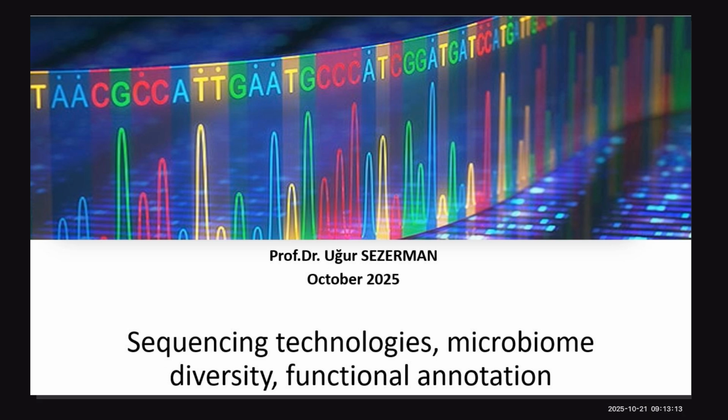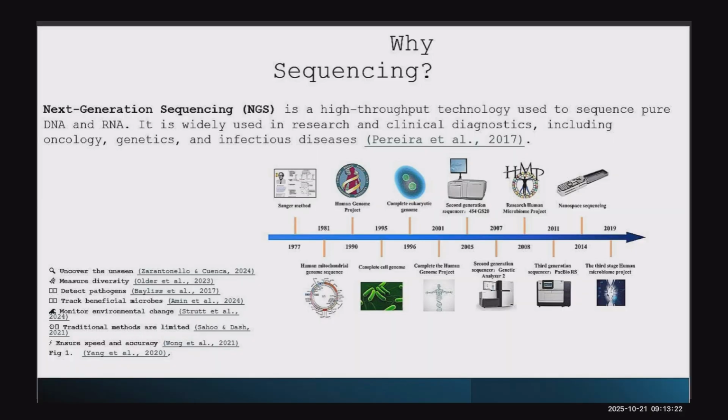So I'm going to start with sequencing technologies. It all started with these sequencing technologies. In 1977, the Sanger method, one of the first methods for sequencing. In 1981, the human mitochondrial genome sequence was obtained. And in 1990, the Human Genome Project started.